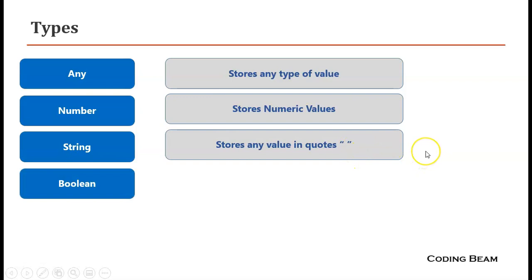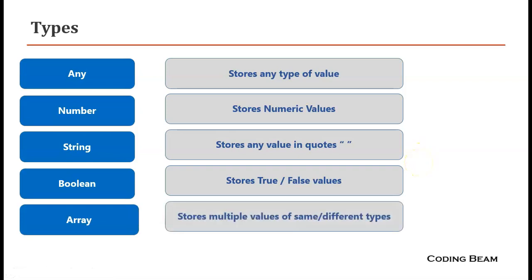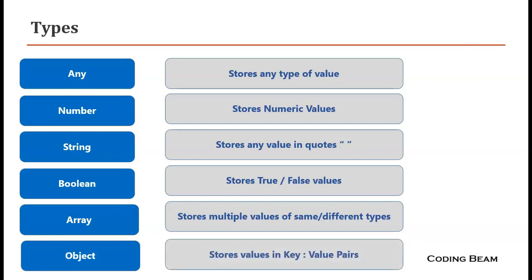The next type is the boolean type, which stores only true or false values. The next type is the array type, which stores multiple values of the same type, and even different types if we have defined the type as any. And the next type is the object, which stores values in key and value pairs, as we define in JavaScript and so on.